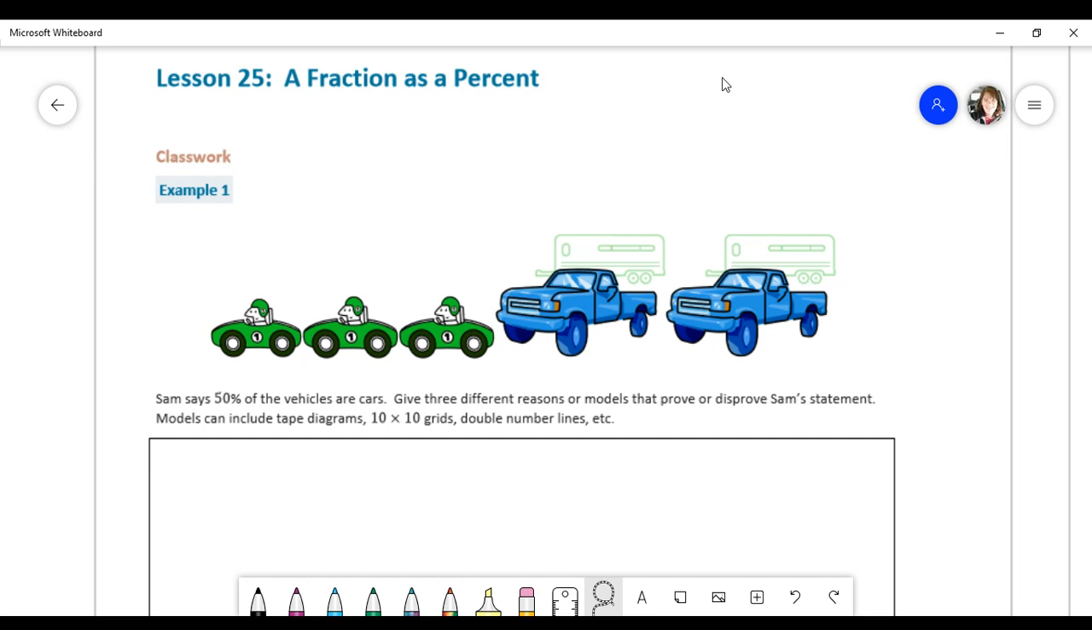Today we're taking a look at lesson 25, a fraction as a percent, on page 271 of your book. So go ahead and turn. Again, it's 271 of your book.